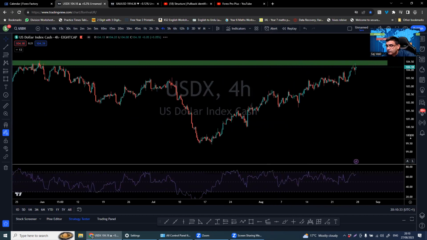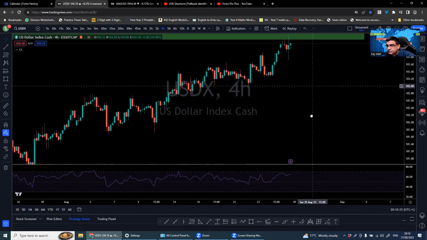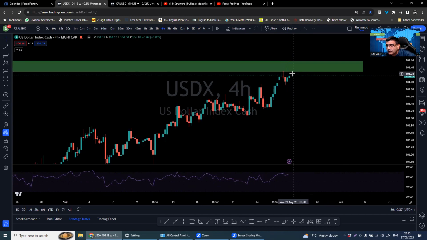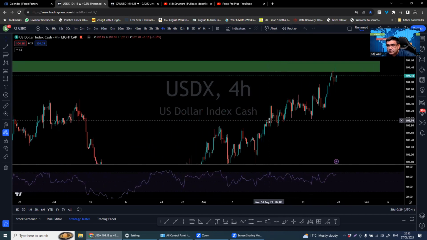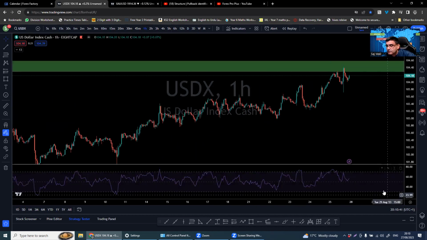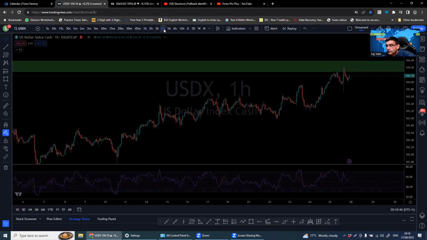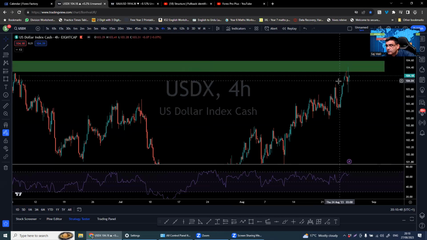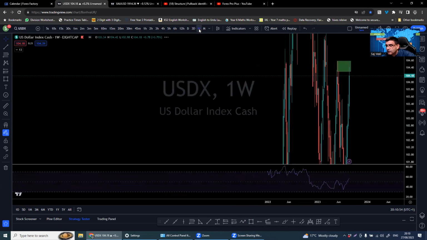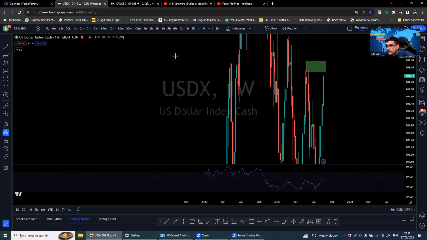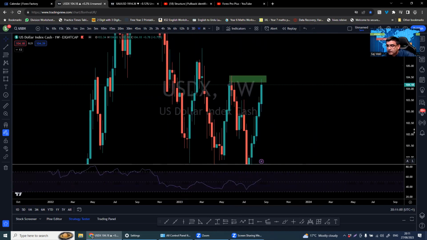So as in 4H, you can see in 4H this similar scenario, and in 1H. Going back to 4H, yeah, so the possible reversal from here, and 3-day and weekly similar situation. So we can possibly see a reversal from here in Dixie.